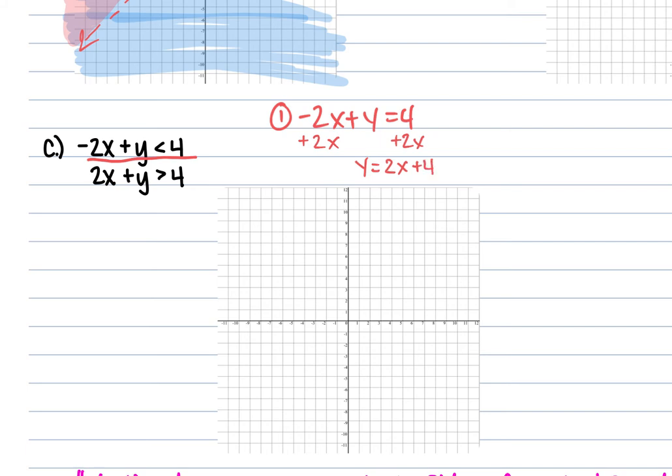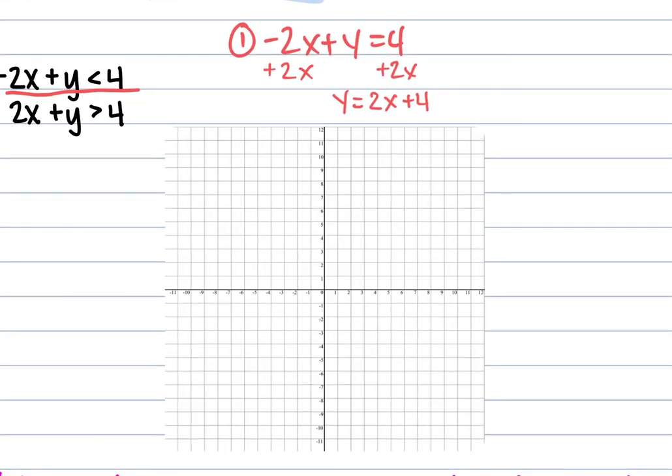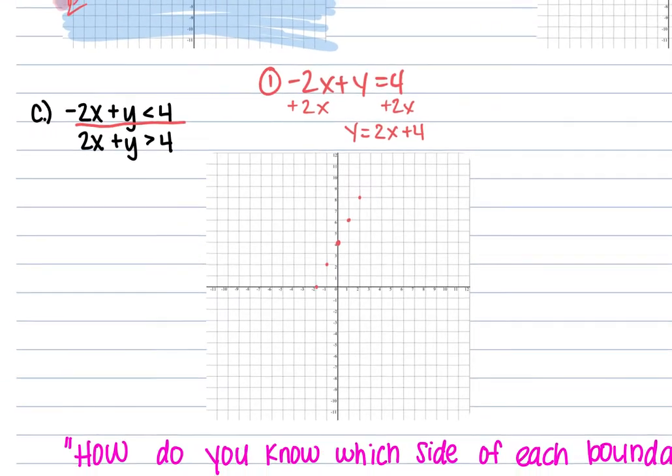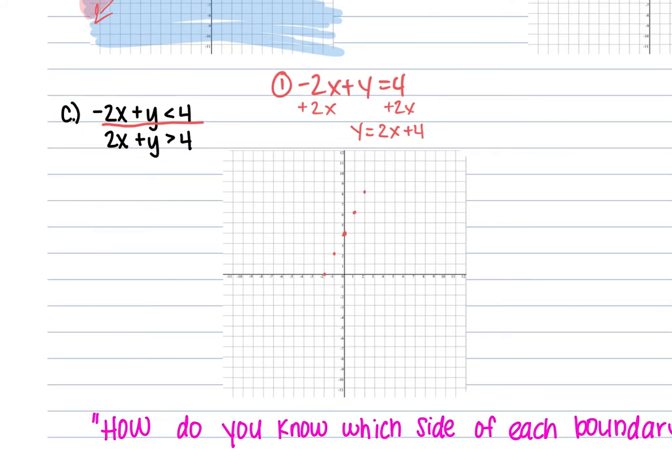Excellent. 2x plus 4. So in order to graph that, we're going to start at our y-intercept, which is 4. And we're going to go up 2 to the right 1, because our slope is 2 over 1. Or we can go down 2 to the left 1. Okay? And we should get a line that is dotted. That looks like this. Why is it dotted? Zoe? Because there's no line under the sign. Excellent.